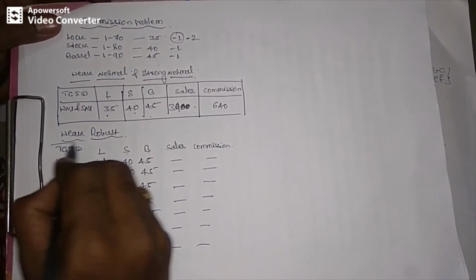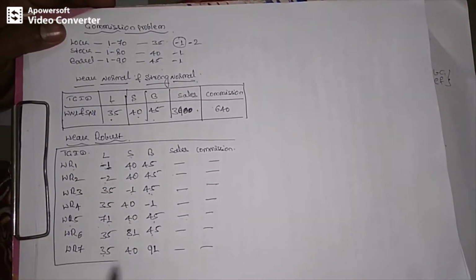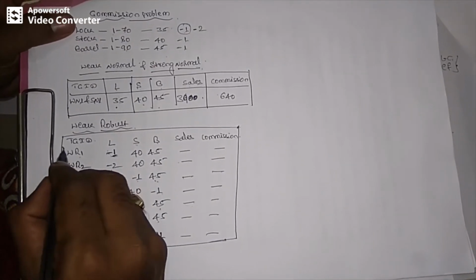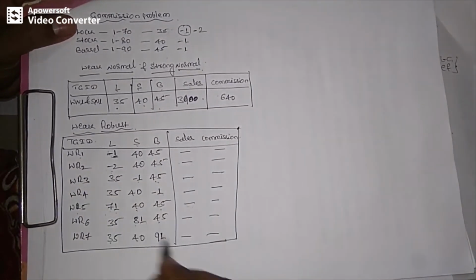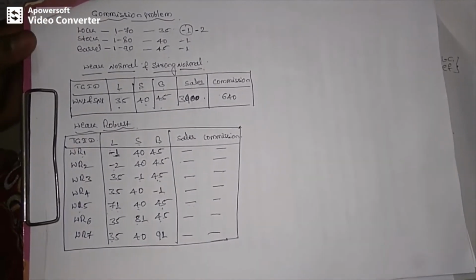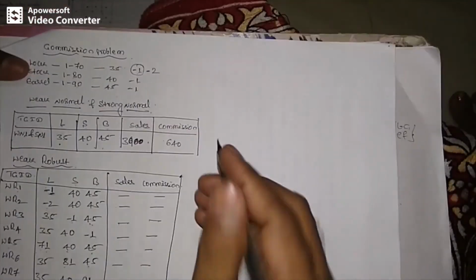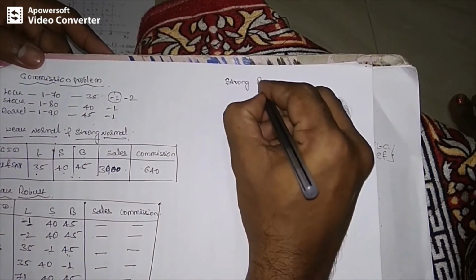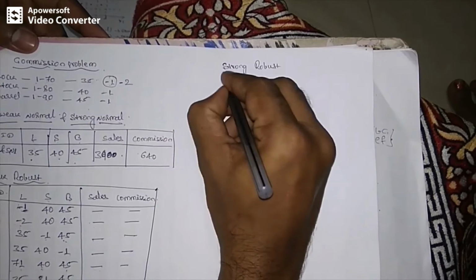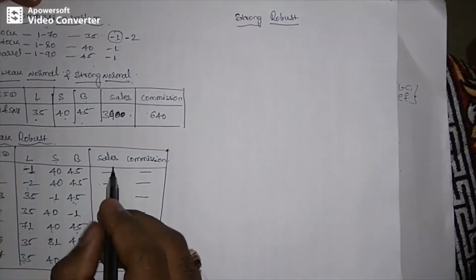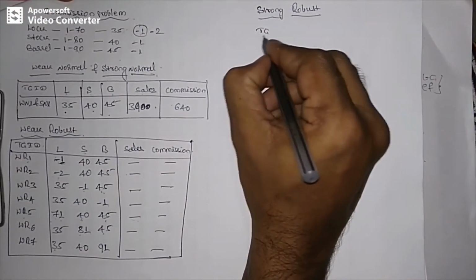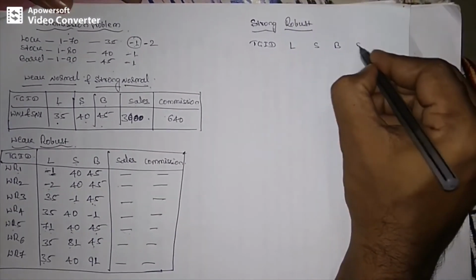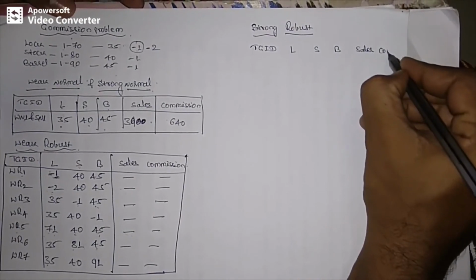Therefore these are the test cases which we can write in this fashion for your commission problem under the weak robust test cases. Clear? Then we will move to the strong robust. Strong robust test cases for the commission problem. Here also we have test case ID, lock, stock, barrel, then sales and then commission.